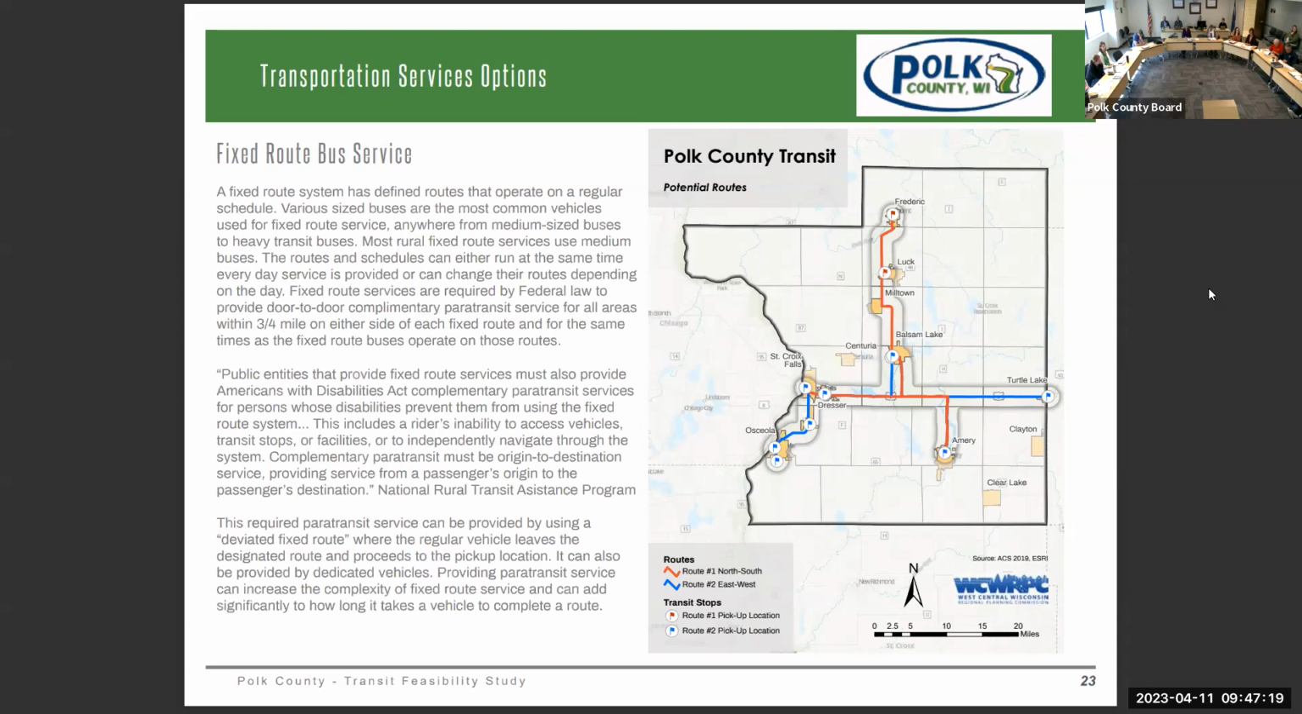It allows you to do some things. I modeled routes that would go north to south, and you can see them there. The north to south route is the red one, and the east to west route is the blue one. They both go through Amery and Balsam Lake and over to St. Croix Falls, because those were the primary destinations. But for instance, you could run the north-south on Monday and Wednesday and the east-west on Tuesday and Thursday.